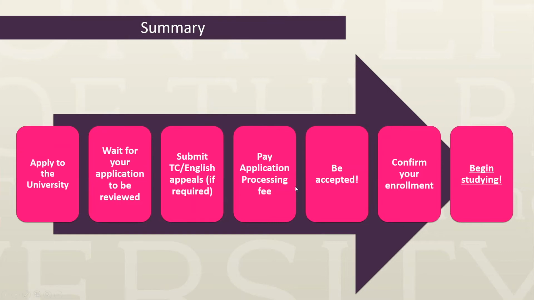The next step is to pay your application processing fee. And then all you have to do is either confirm the payment to pay on your own or apply for a scholarship. And the last step is to confirm your enrollment by signing the online enrollment agreement. Once you do that, you will be able to begin studying with us.